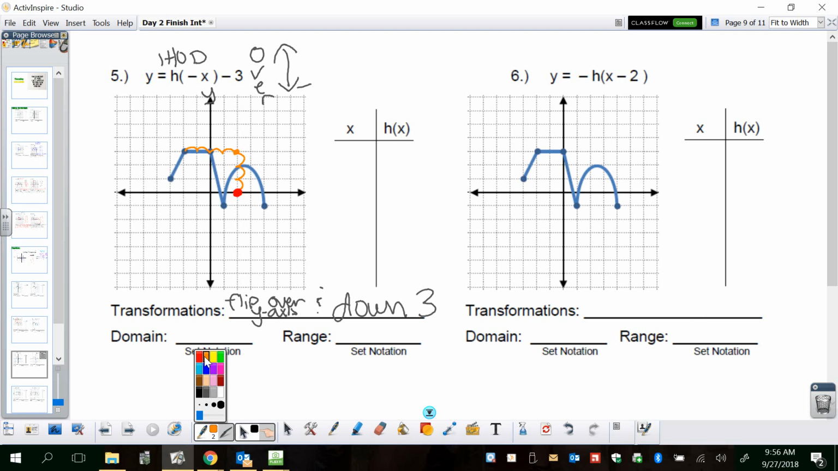If it's on the y-axis, does it flip? No, because it doesn't move. So it's just going to do what? Go down 3. 1, 2, 3.